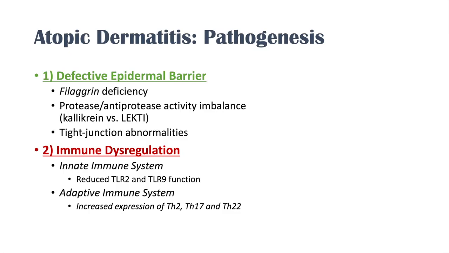So these are the 2 main areas where the pathogenesis of atopic dermatitis begins. Defective epidermal barrier, and then there's also this immune component. These don't all have to happen to have atopic dermatitis, but they're all related and they're all associated with the onset and the symptomatology of atopic dermatitis.